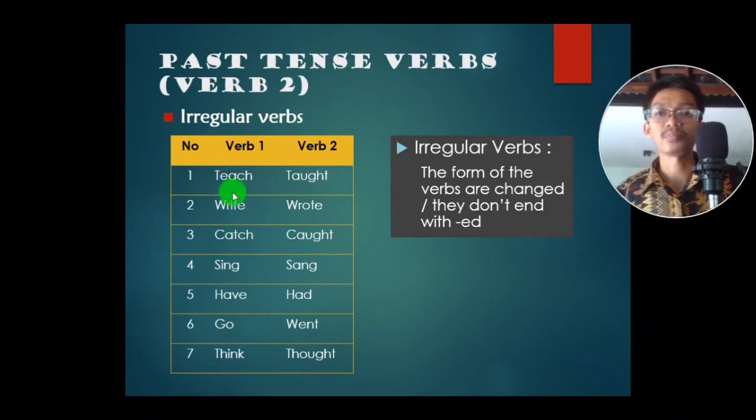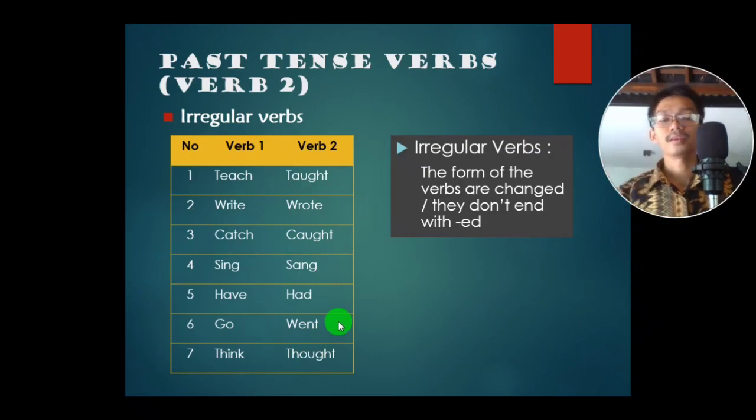Like for example, teach, it becomes taught. This is taught, that's how you read it. Write, wrote. This is still quite easy to remember because i changes to o. So write, wrote. Catch, caught. Sing, sang. Have, had. Go, went. Think, thought.